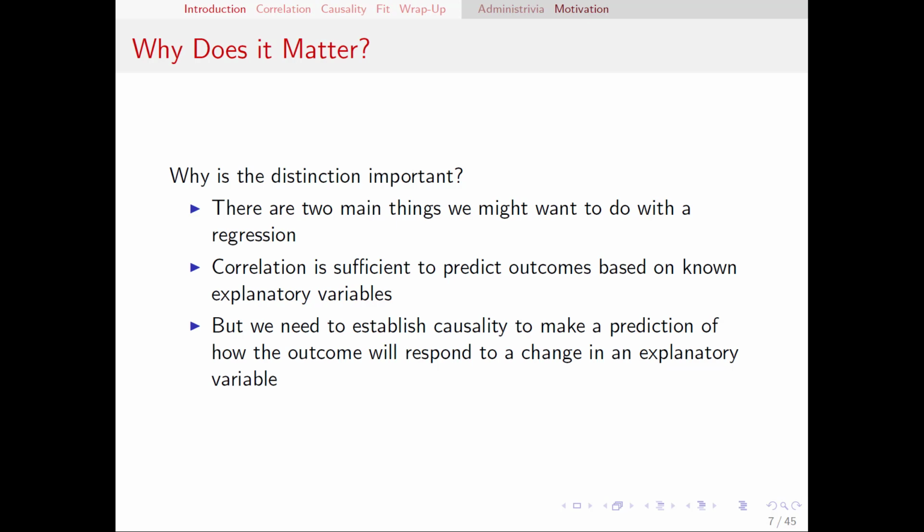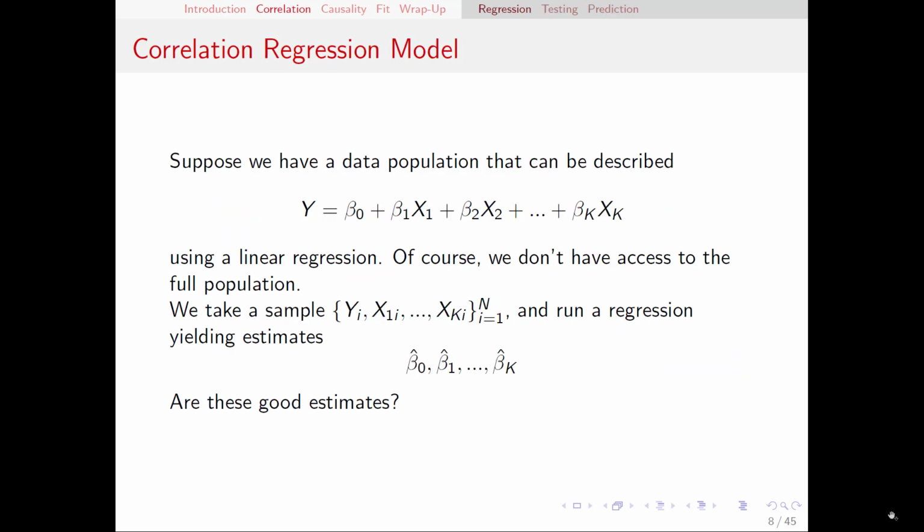If our interpretation of our regression model is correlational only, that's going to be enough for us to predict outcomes in our dependent variable based on known values of the explanatory variables, but that's as far as we can go with it. We can't actually say if we change one of these explanatory variables, then we can predict a change in the outcome. All we're saying is that they tend to go together. We'll talk about what we need to establish causality in a coming video. For now, let's talk about a regression for correlation.